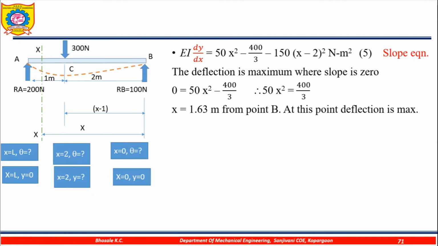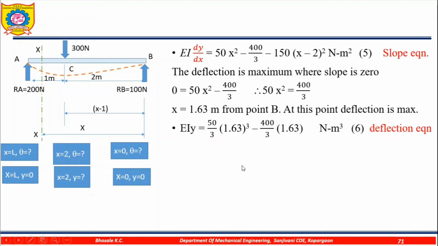To find the deflection, use the deflection equation and find the deflection value. For the first case, use the slope equation; here use the deflection equation. Find the deflection. Maximum deflection is 0.00709 meter.